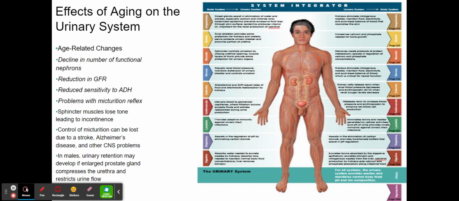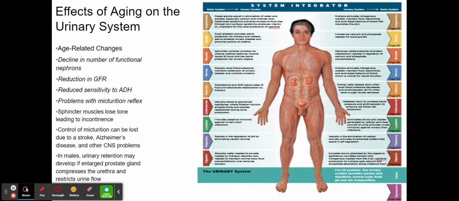This reduction results from fewer glomeruli, cumulative damage to the filtration apparatus in the remaining glomeruli, and reduced renal blood flow. A reduced sensitivity to ADH. With age, the distal portions of the nephron and collecting system become less responsive to ADH. Water and sodium ions are reabsorbed at a reduced rate, and more sodium ions are lost in urine. Problems with the micturition reflex.